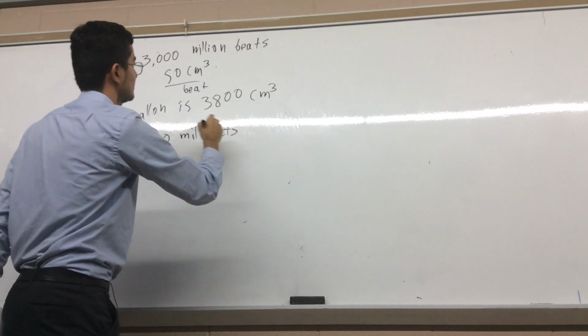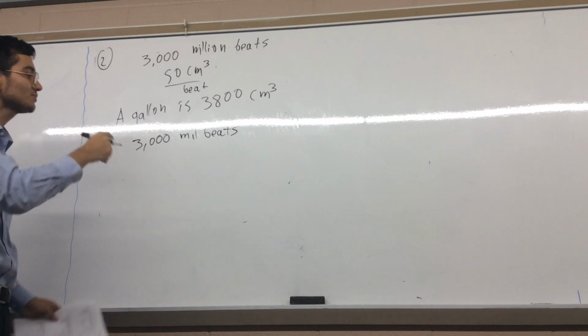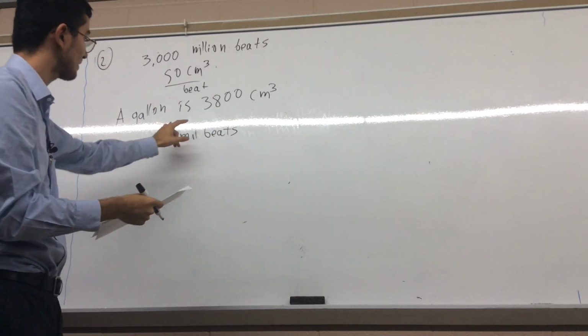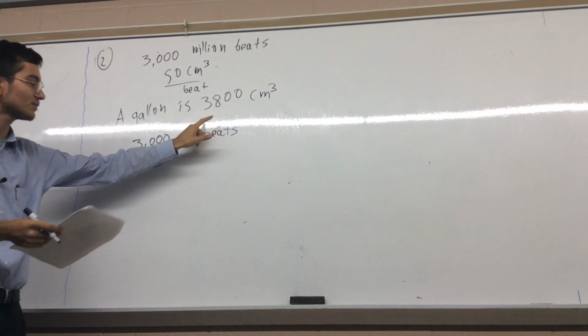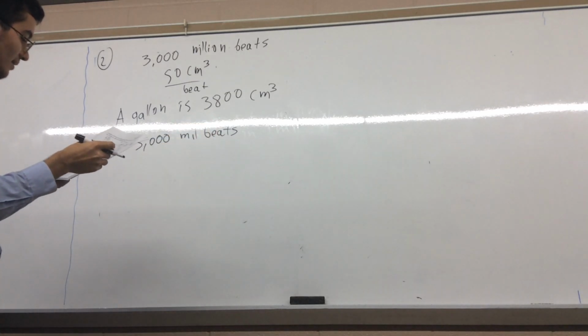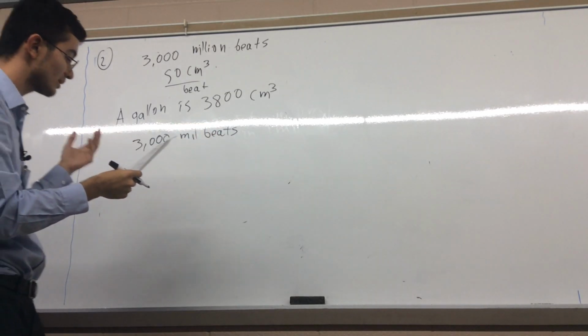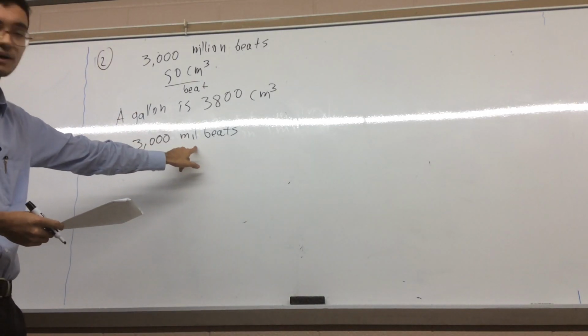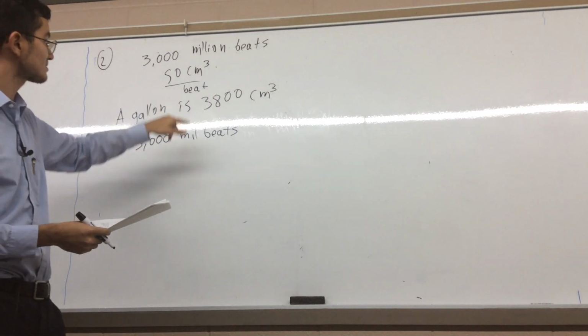Million beats, okay? And then we have to find the conversion factor, right? So we have to use the conversion factor over here. So we're going to have the millions in gallons, right? So what do we have to multiply this by? Okay, so we're given this.